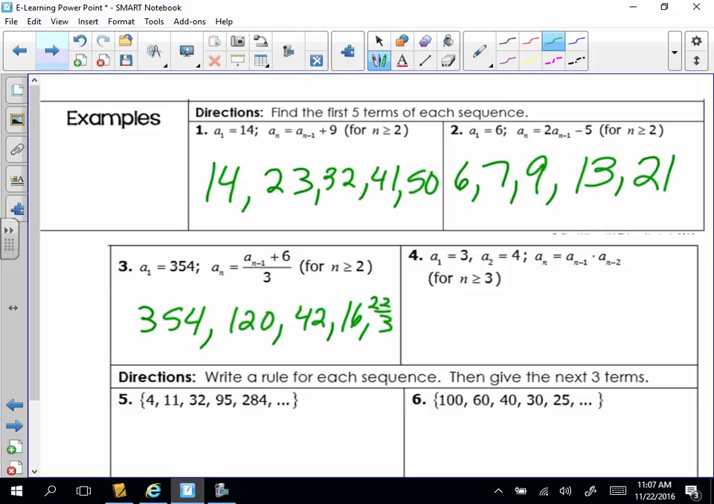On the last one, it's 3 times 4. There's the first one. The second one, 3 times 4 would be 12. Now 12 times 4 is 48. Now 12 times 48 is 576.